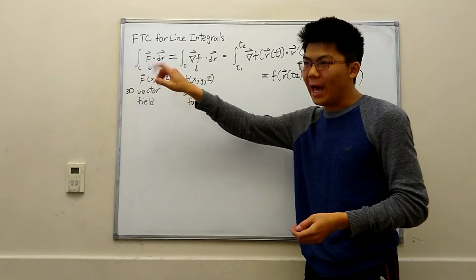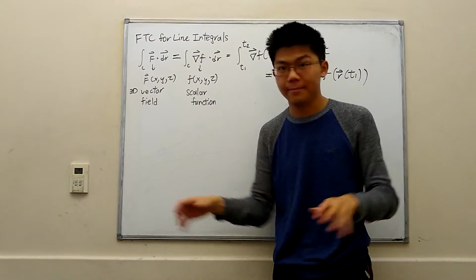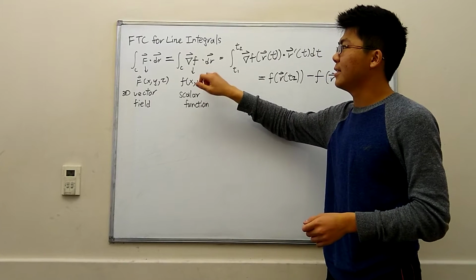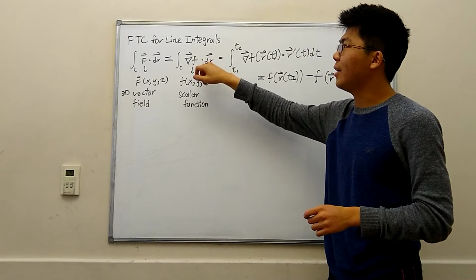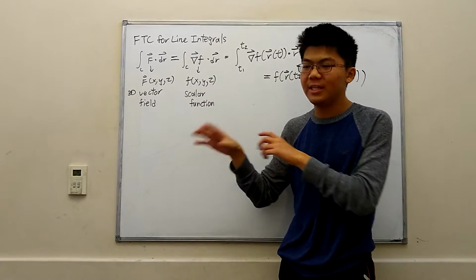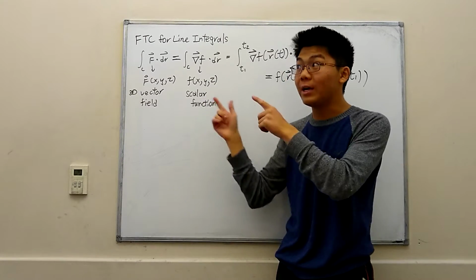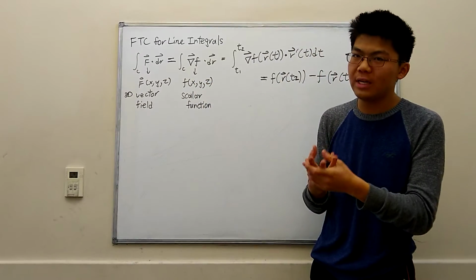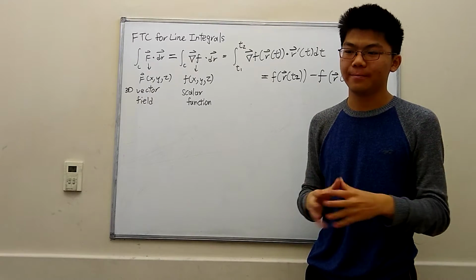F, capital F, is a 3D vector field in 3D space. In this case, we are taking the gradient of the little f dot dr. So little f is actually a scalar function in 3 dimensions, in 4 dimensions actually. So it takes 3 variables, x, y, and z as parameters.